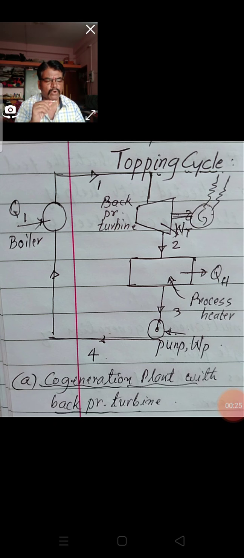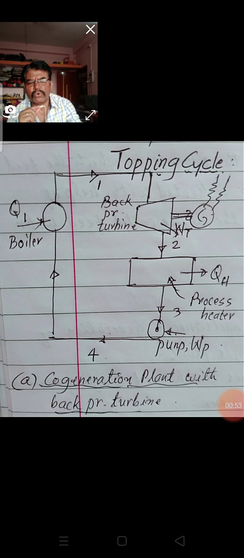Now, basically, what is cogeneration? Cogeneration is the simultaneous generation of electricity and steam or heat in a single plant. Now, this is divided into two types: one is the topping cycle and the other is the bottoming cycle.